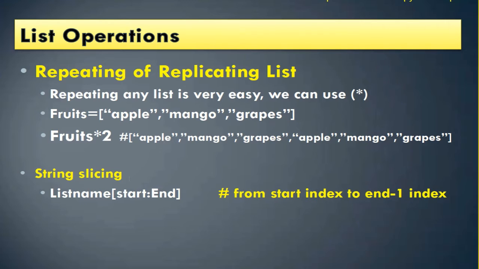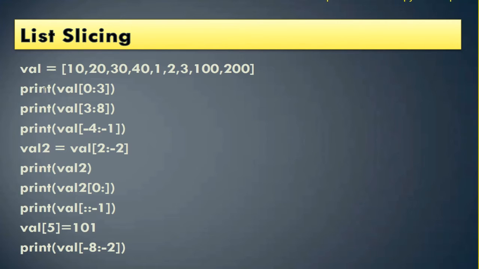Okay, now list slicing. The index is mentioned like list name, start to end. Slicing means the list exists and from that you want some part to be sliced out. So for that you need to give the starting index and the end index. From the start index to end minus 1 index it will be taken, like if you have written 2 to 4, you will get the answer till 3. 2 to 4 minus 1, that is 3, you will get. Okay, so see, list slicing is there.